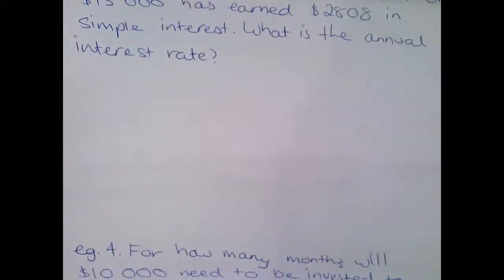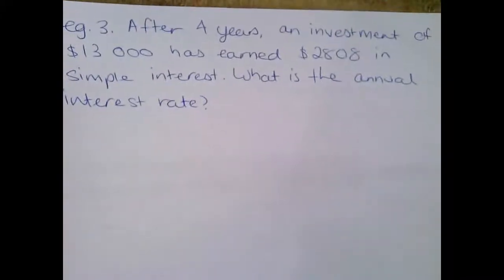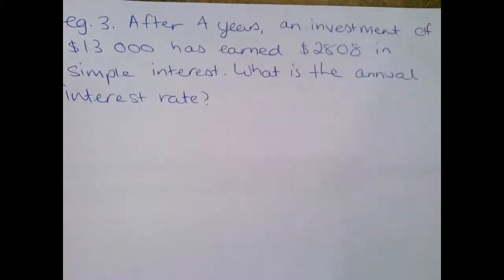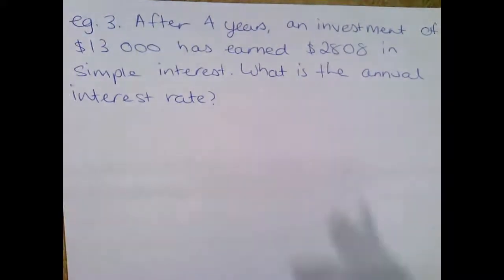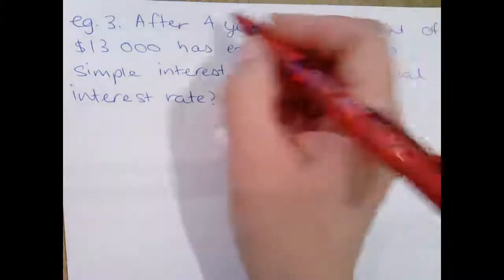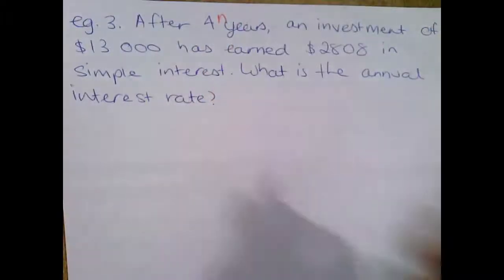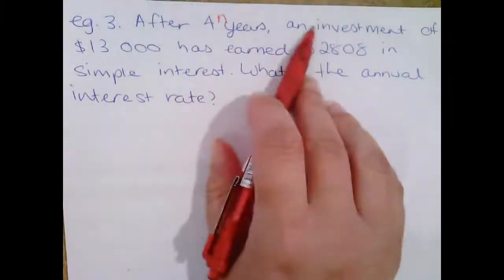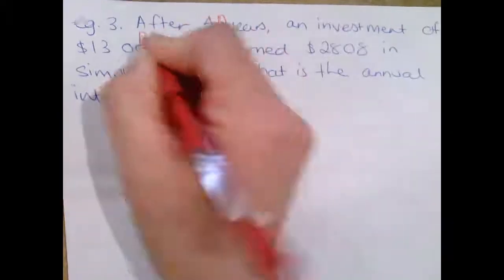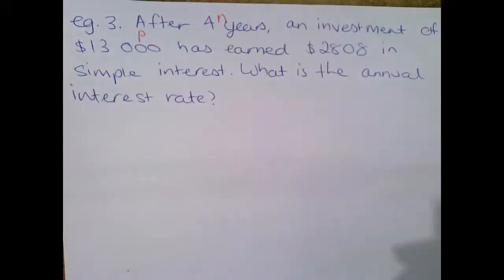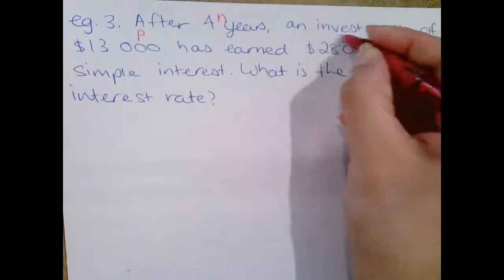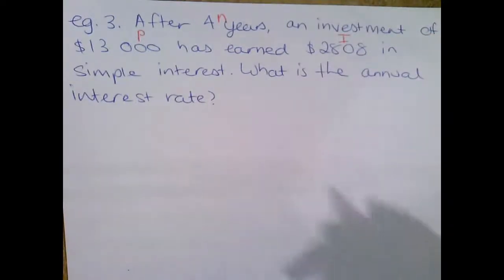Okay, and so in the next example, after 4 years, an investment has earned that in interest, and what is the rate? Okay, so go through with another colour pen and work out what each of the bits to the formula is. So N, that's our time period, 4 years. An investment of 13,000, that's the principal. That's what we've started with. We've got this is our interest, and we want to know what the interest rate is.